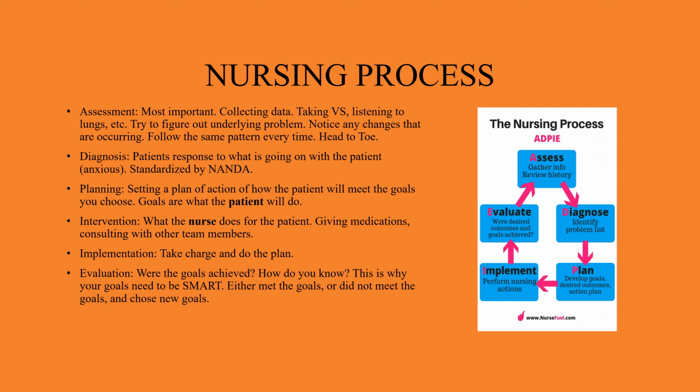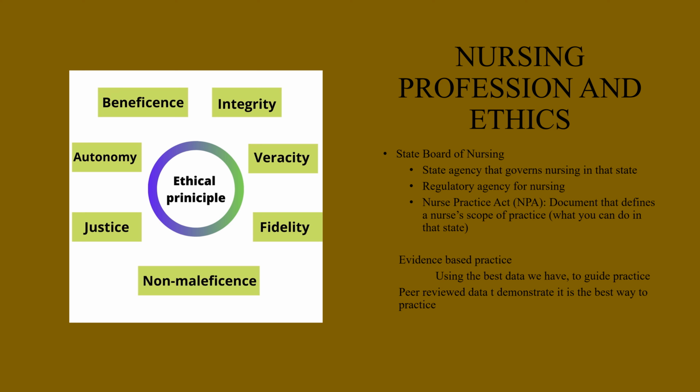And then the evaluation. Were the goals achieved? Was the plan achieved? How do we know? This is why we need SMART goals. So make sure you know what SMART goals are, so that they're specific and measurable and attainable and time sensitive. So you can't just say patient is going to ambulate. Patient is going to ambulate 10 steps 3 times within the next 12 hours. Make it very specific and measurable because then either the patient met the goal or the patient did not meet the goal. If the patient did not meet the goal, then we have to start this whole process over again. So nursing process, remember this when you're taking questions on NCLEX.